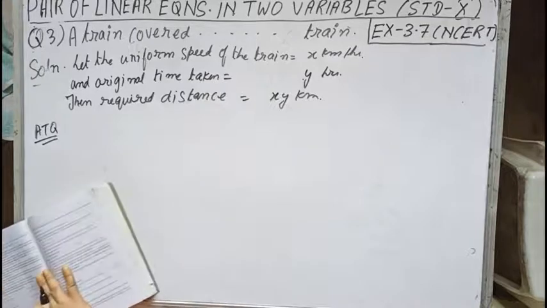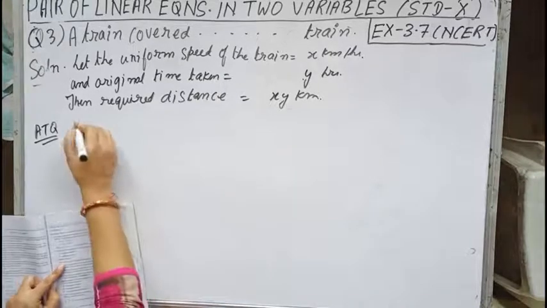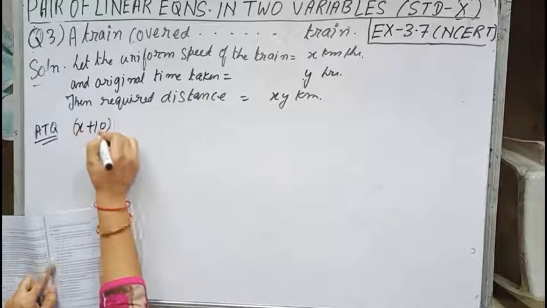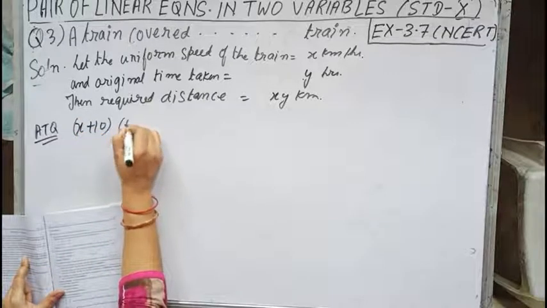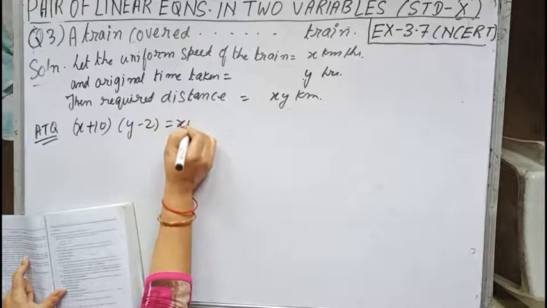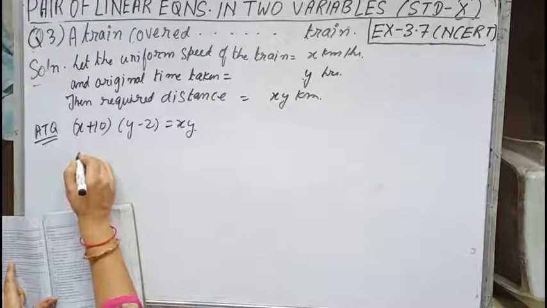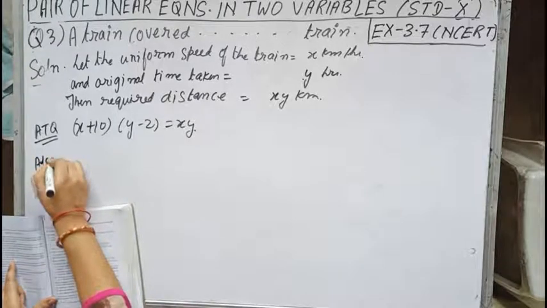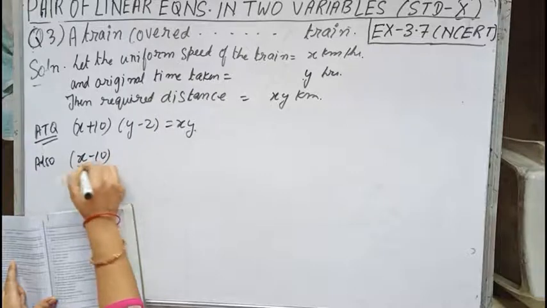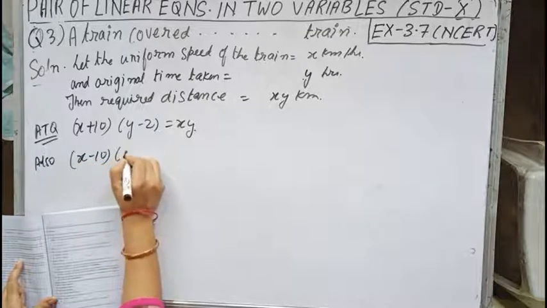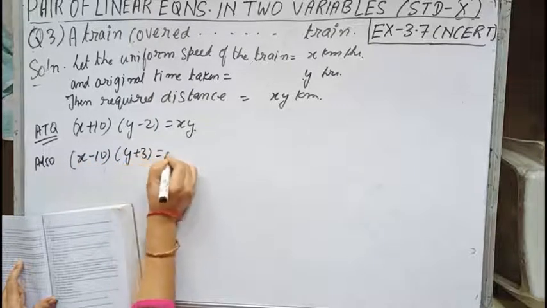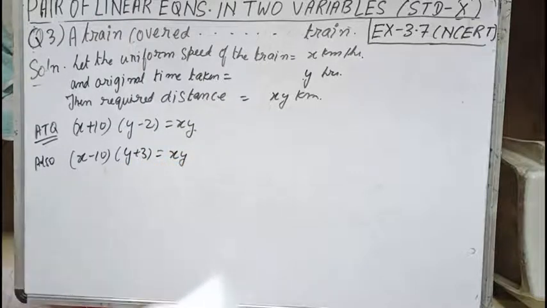Now according to the question, the condition we will use: if the train would have been 10 km per hour faster, so x plus 10, it would have taken 2 hours less, y minus 2 equals xy. And the second condition is if the train were slower by 10, x minus 10, it would have taken 3 hours more, so y plus 3 equals xy. So the two conditions are as such. From these two conditions we have to get the value of x and y, and x into y will give the value of the distance.